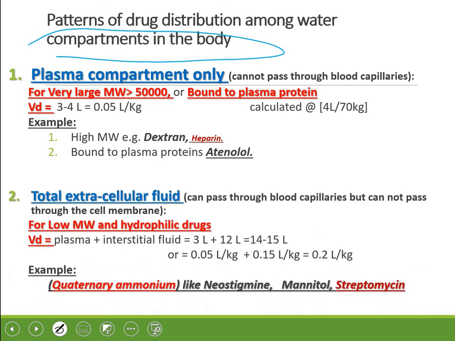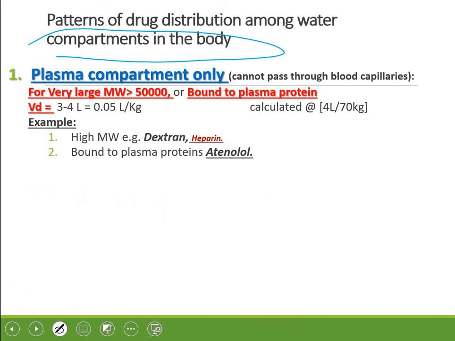What will be the pattern of drug distribution among water compartments in the body? Let us go ahead. For example, if we think of the plasma compartment only, remember that such drugs cannot pass through the blood capillaries, for example drugs with very large molecular weight, or those bound to plasma protein. Usually drugs with a volume of distribution of about 3 to 4 liters will give you 0.05 liter per kg. How is this given? It is calculated at this rate. For example, we take this 4 liters and divide by 70 kg, the average adult weight, and it will give you this volume of distribution.